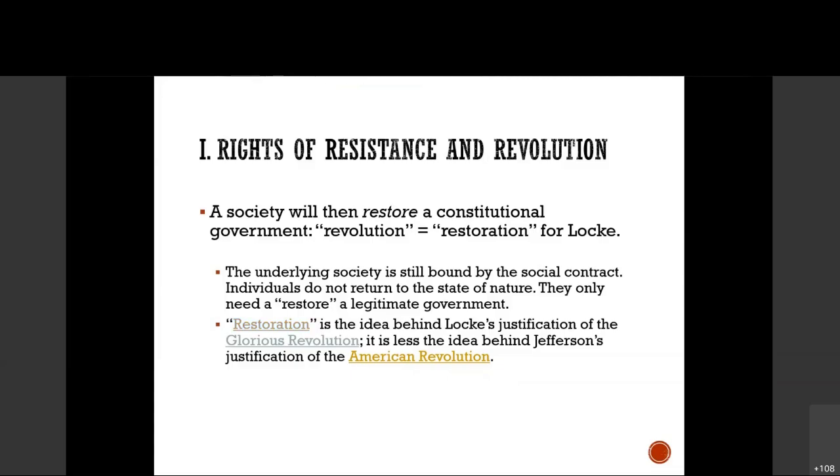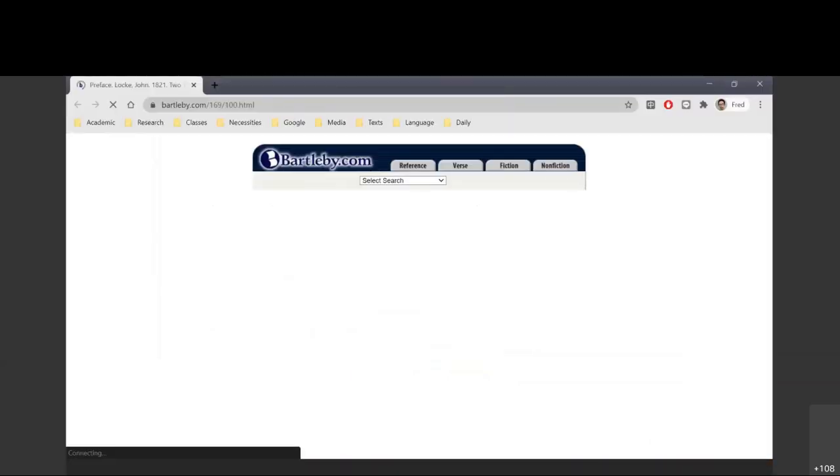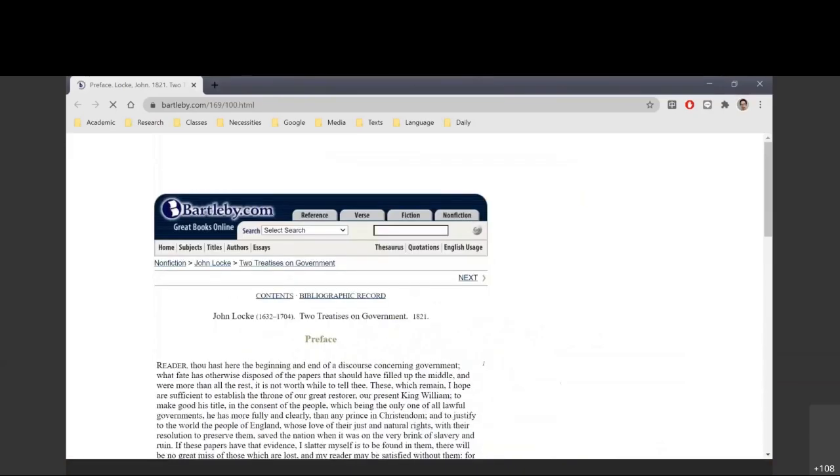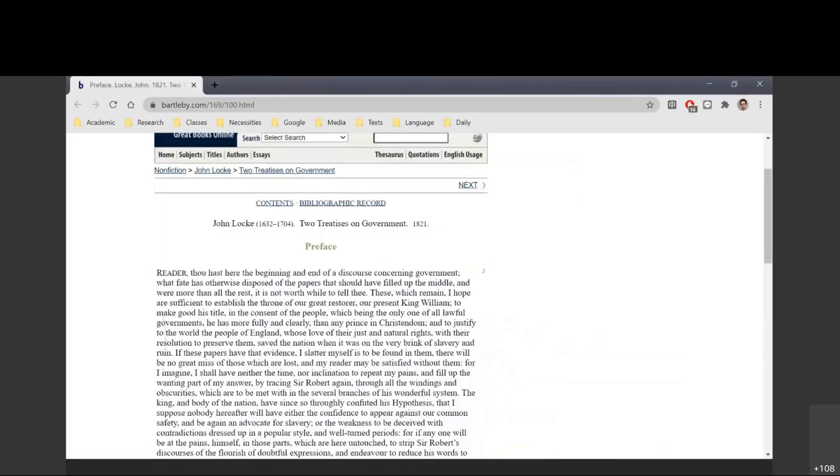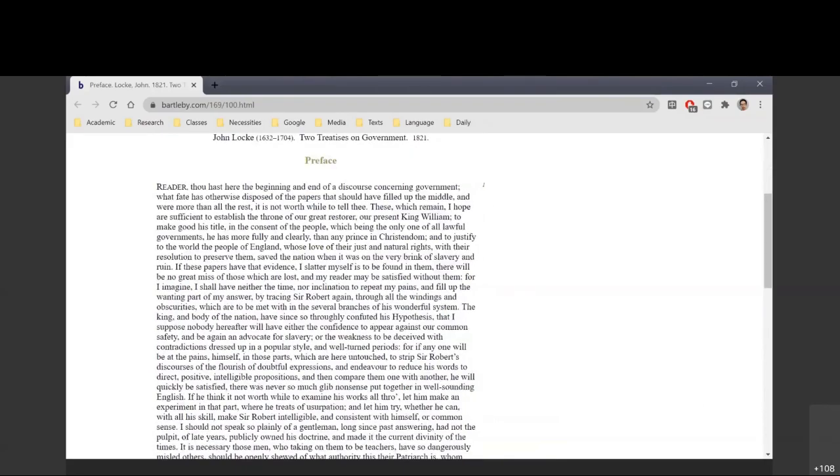Okay, so restoration is the idea behind Locke's justification of the Glorious Revolution. We can take a look at the preface to the Second Treatise of Government, where Locke says, okay, you've got some discourses here. He says, these discourses, I hope, are sufficient to establish the throne of our great restorer, our present King William. So talking about William and Mary. Here, interestingly, he leaves out Mary.